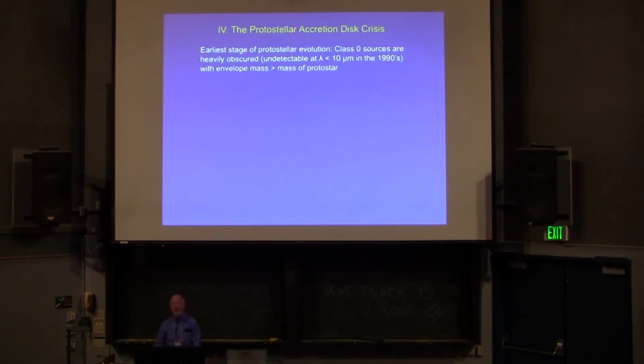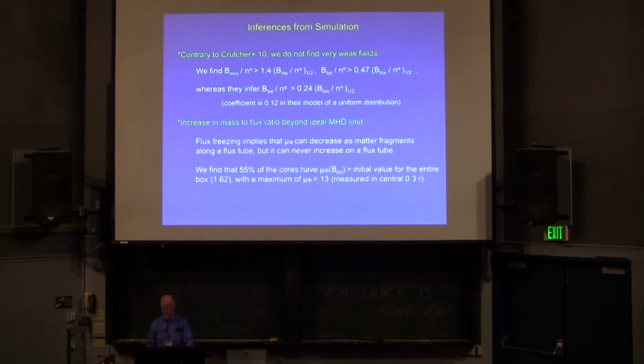Let's go on to this protostellar accretion disk crisis that I mentioned. And as we'll see, this protostellar accretion disk crisis is going to bring up something directly related to this increase in the mass to flux ratio.